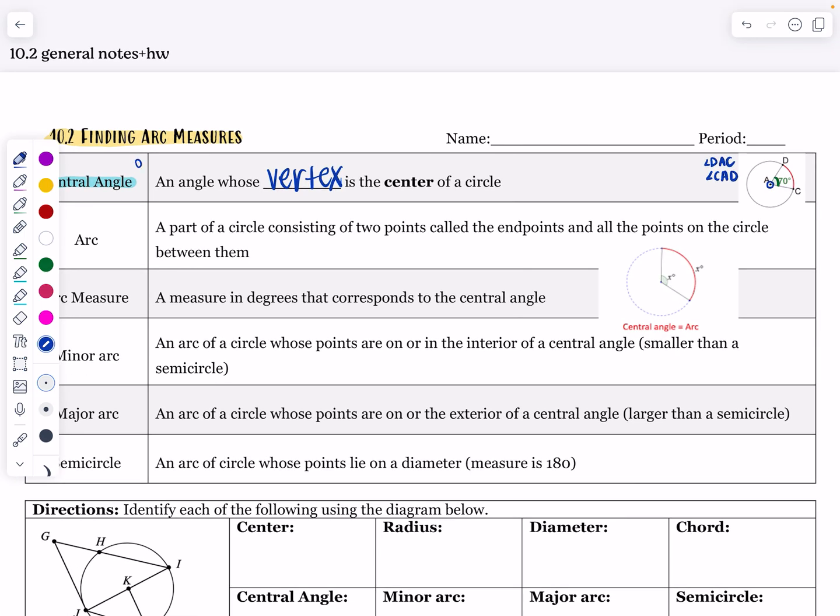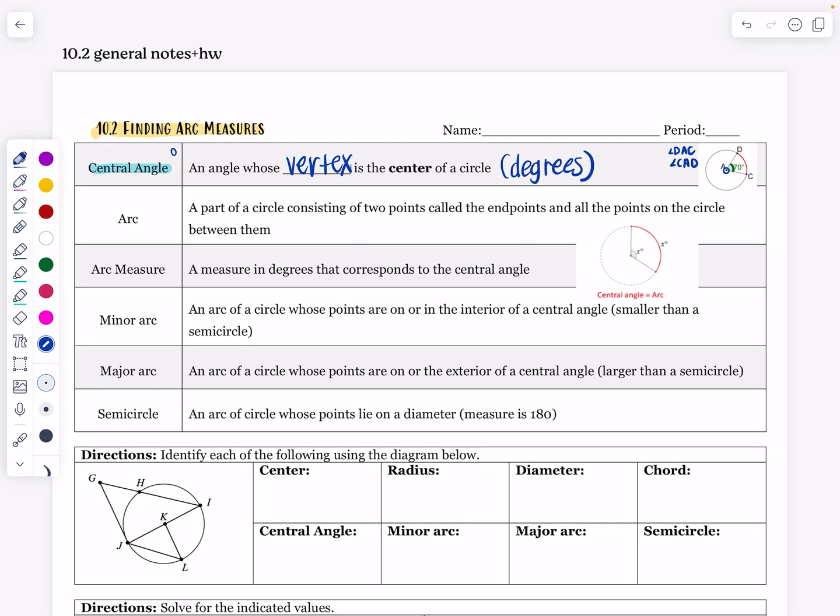Central angles are always going to be measured in degrees. These are always going to be in degrees. This is going to be a certain portion of 360. And then what is an arc? An arc is the part of the circle consisting of 2 points called the endpoints and all the points on the circle in between them.